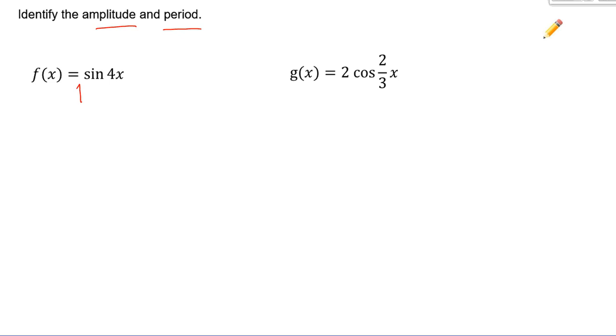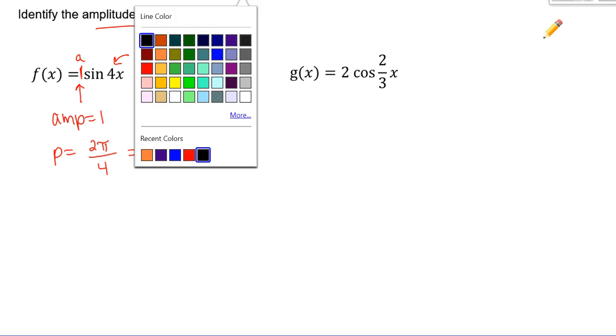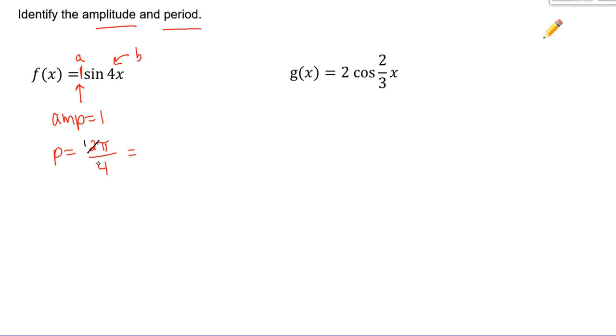So I'm looking here. There's a 1 out in front, superhero, so that's my amplitude. Period, though, we've got to take 2 pi and divide it by b. That's this guy. B is 4. Okay, got to reduce down that fraction. 2 goes into 2 one time and into 4 two times. So our period is going to be 1 pi over 2.